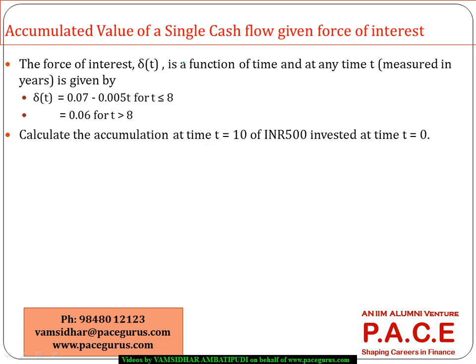So going to the problem, there are two forces of interest given. Up to 8 years this is the way the interest is applied, and above 8 years it is a constant 6%, whereas up to 8 years the interest follows such a pattern. Let's say I'm going ahead with an initial deposit of 500 bucks. I want to find out the accumulated value at the end of 10 years. From 0 to 8 years it follows this rate, and 8 to 10 years it follows this rate.